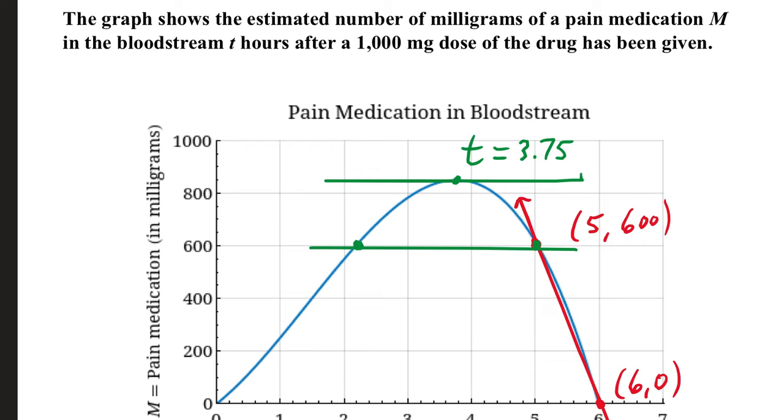The graph shows the estimated number of milligrams of a pain medication, M, in the bloodstream T hours after a 1,000 milligram dose of the drug has been given. So we have a graph that shows the concentration of the medication in the bloodstream over T hours. By the look of the graph, the medicine has completely gone out of the body after 6 hours.